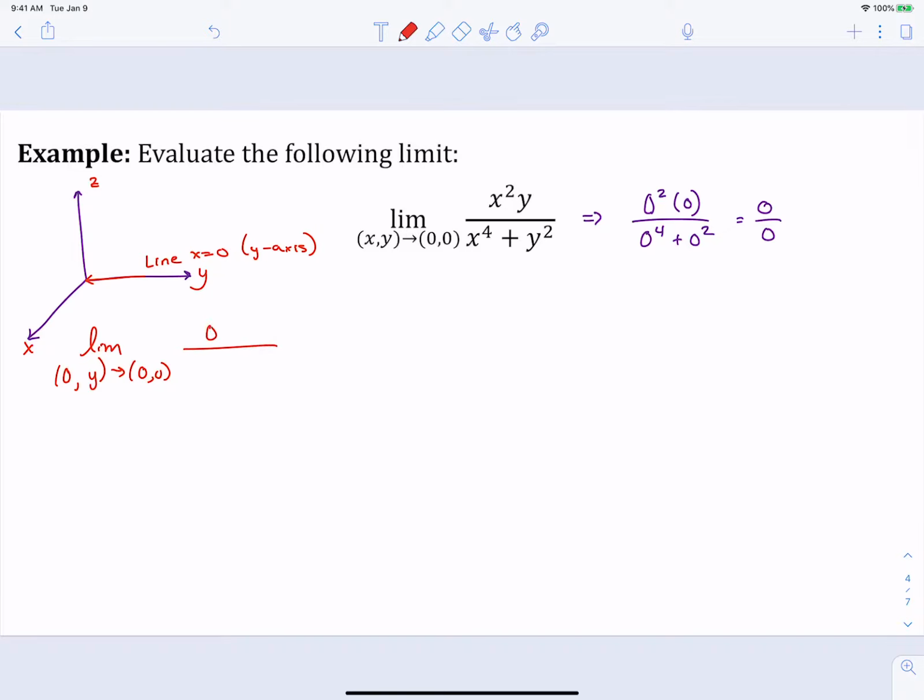So how this changes things is this puts in a 0 for x, because we're staying along that path where x is always 0. And this comes up with 0, because we get 0 over y squared, and it doesn't matter what y is unless it's 0, but we're doing a limit, so we're getting close to y being 0, but we're not actually going to get there. So this limit is 0.